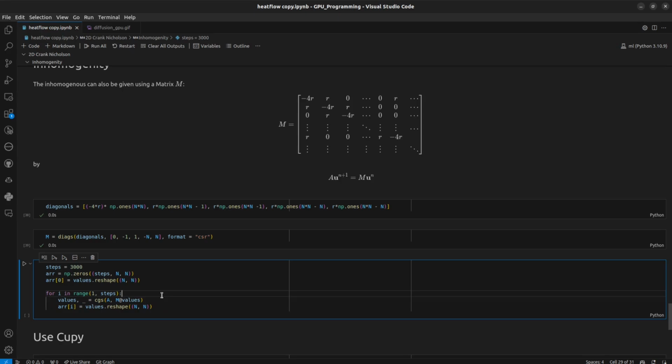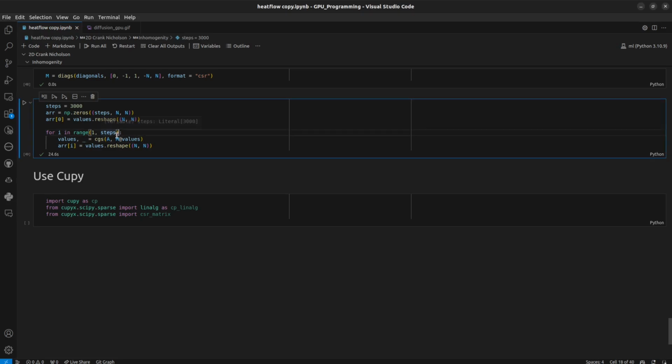Now that we have it, we can just run it, and that's going to take a while, so see you in a bit. Okay, so it just finished. It took about 24 seconds, but we only simulated for 3000 steps, so if we wanted to use larger systems, 3000 would be on the lower end.